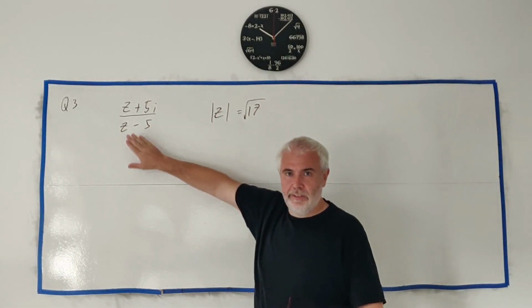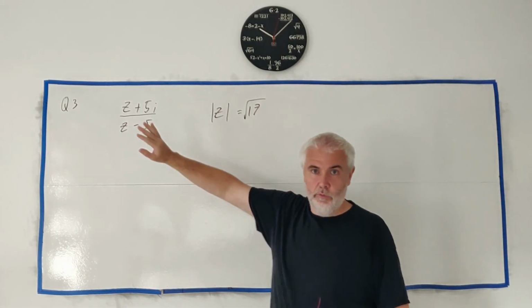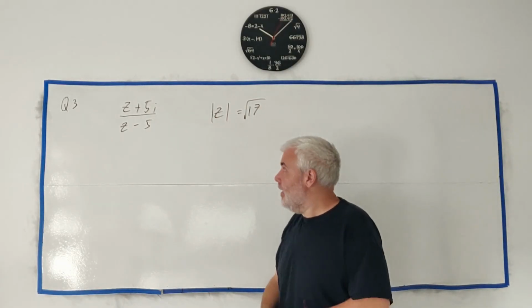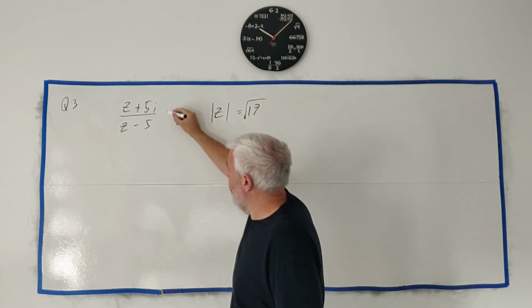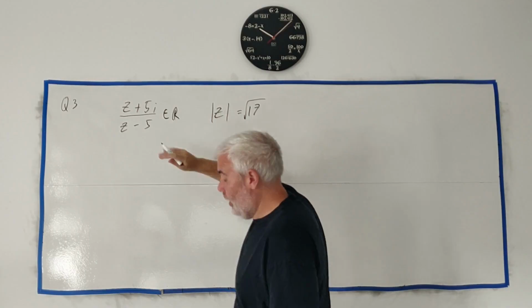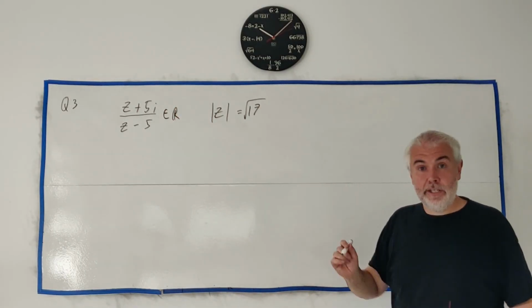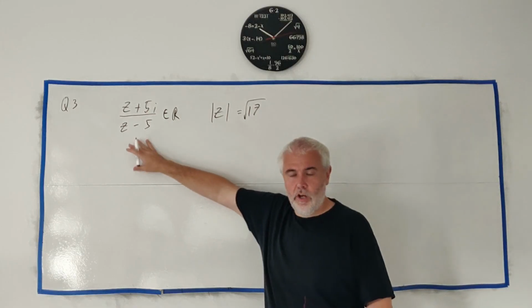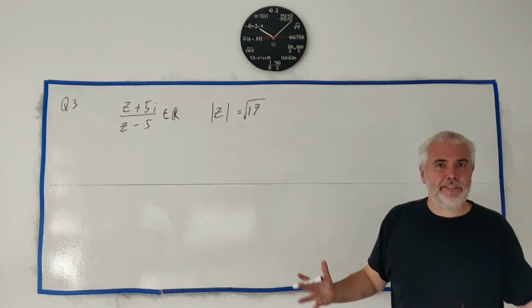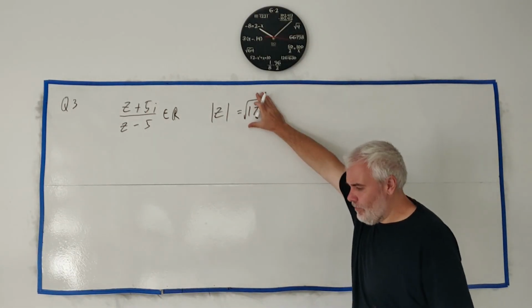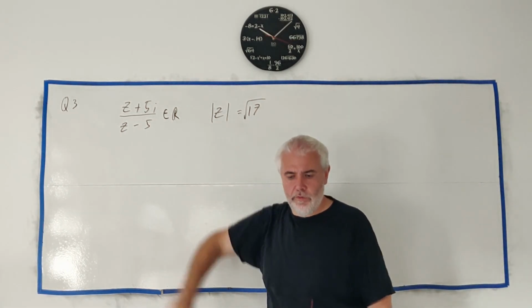They didn't just want you to divide this, and it's not even written out in a normal way. They told you that this is real. This is an element of the real set. That means there's no complex part of this. So how does that help us? We'll leave this for a moment. We'll just deal with this idea over here.